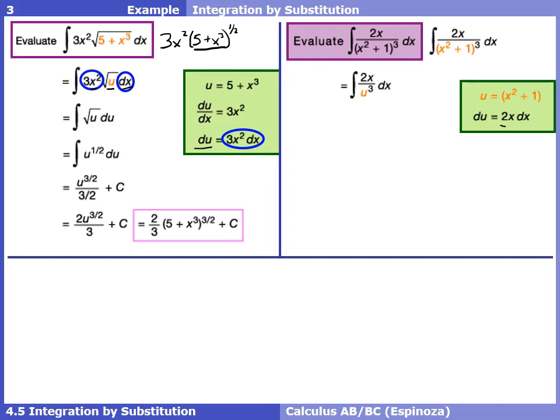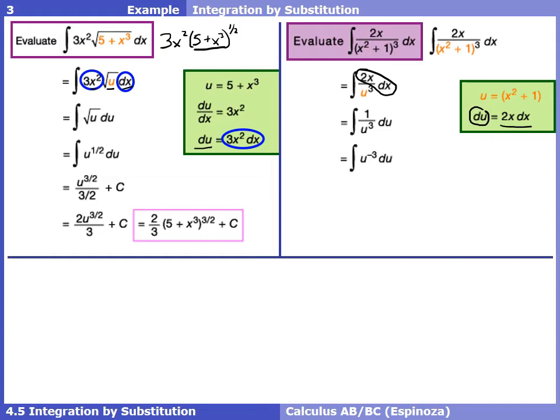So we know 2x dx can all be switched out for a du. And you'll notice we have a 2x dx right here. All of that goes away and becomes du. And of course we have a 1 left in the top of that fraction.